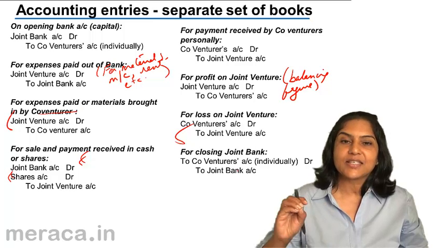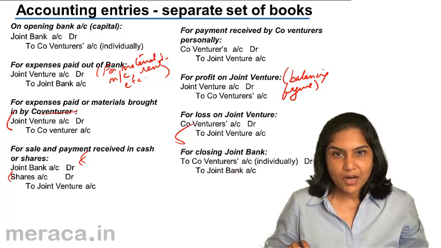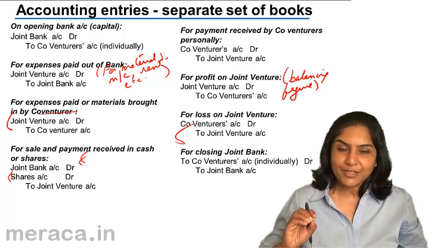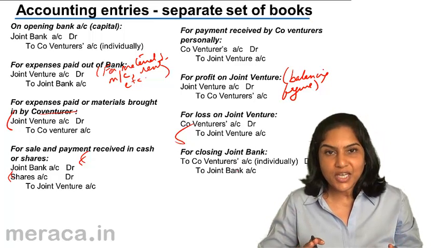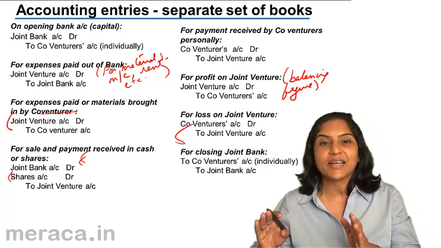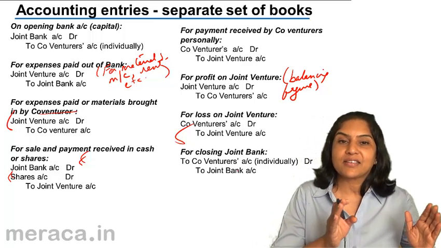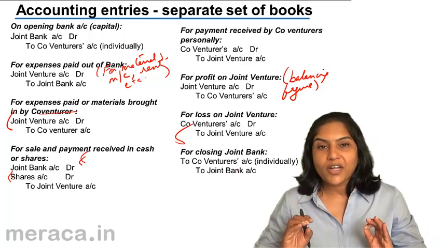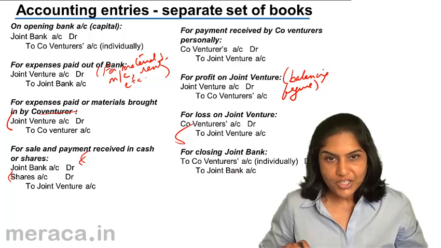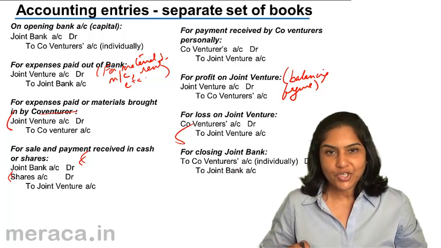When expenses are paid from the bank account, I repeat, when we talk of expenses, there is no differentiation between an expense and an asset. There is nothing as a revenue and capital. Whatever money is spent for the joint venture is debited to the joint venture account.